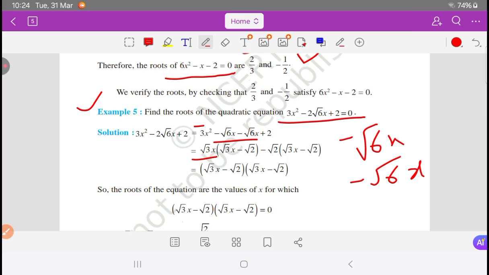So what is left for the first term? Root 3x. Because root 3 into root 3, you will get 3. From these two terms, you take out root 2 common. What you get is root 3x minus root 2. So this is the same, so you can take it common. What is left is root 3x minus root 2.